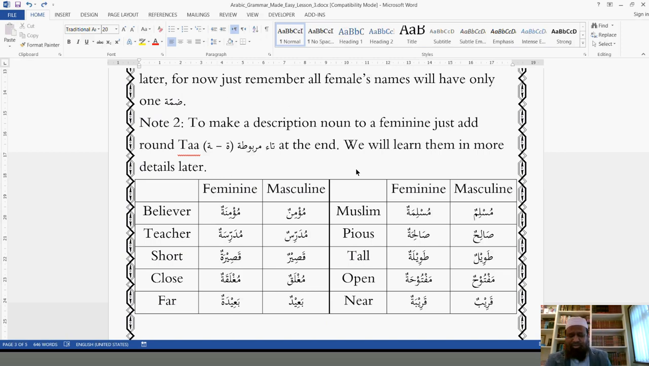Three rules for Jumla Ismiya. Number 1: the Mubtada is Ma'rifa, the Khabar is Nakira. Rule number 2: Mubtada and Khabar both are in Halatul Rafa. Rule number 3: the Khabar has to agree with the Mubtada in gender and in number.